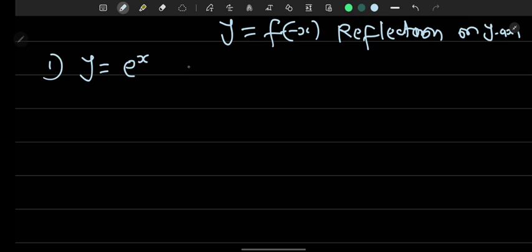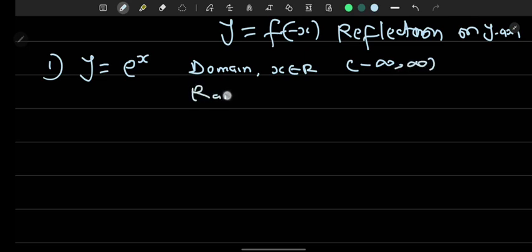The domain of this function is the set of real numbers, and this can be written as this. The range here is f of x greater than 0. That is the range of this particular function, because there is no way you can get a negative value for y irrespective of the value of x.